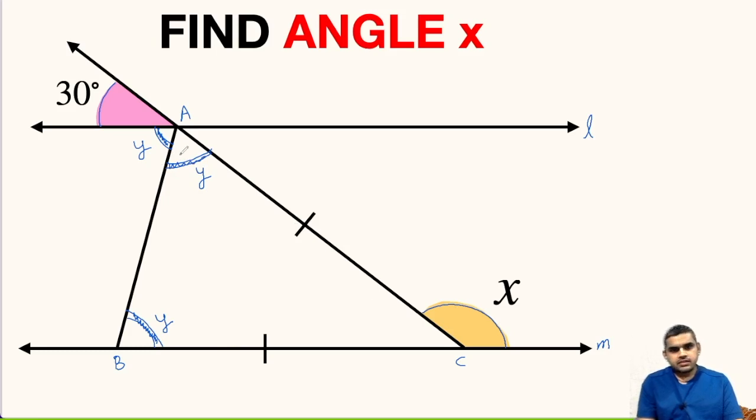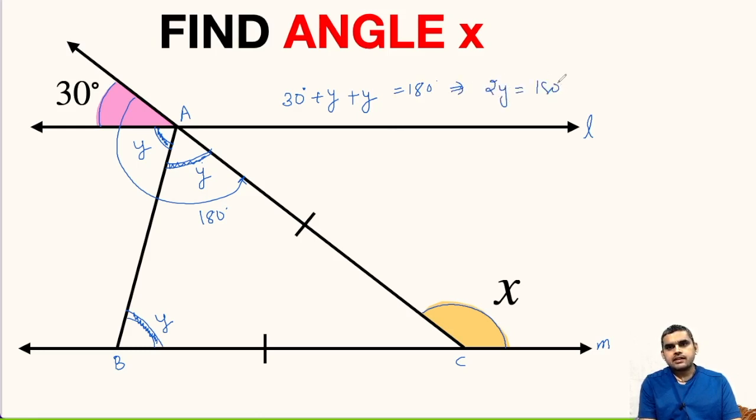Now first of all we need to find the value of Y. So what will be Y? If we see this straight line, here we have one angle as 30 degrees, second angle as Y and third angle as Y. So if we add all of them, this is 180 degrees. So we will get 30 plus 2Y equals 180 degrees. So from here we get 2Y equals 180 minus 30, that is 150 degrees.